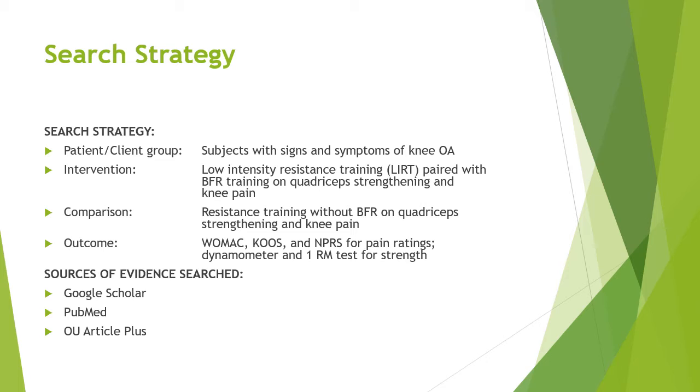For our outcome measures, we looked into WOMAC, Knee Injury and Osteoarthritis Outcome Score, or KOOS, and the NPRS for pain ratings. For strength outcome measures, we looked into isometric dynamometer measures as well as a 1 rep max test for knee extension for the strength of the quad. For sources of evidence searched, we searched Google Scholar, PubMed, and OU Article Plus.